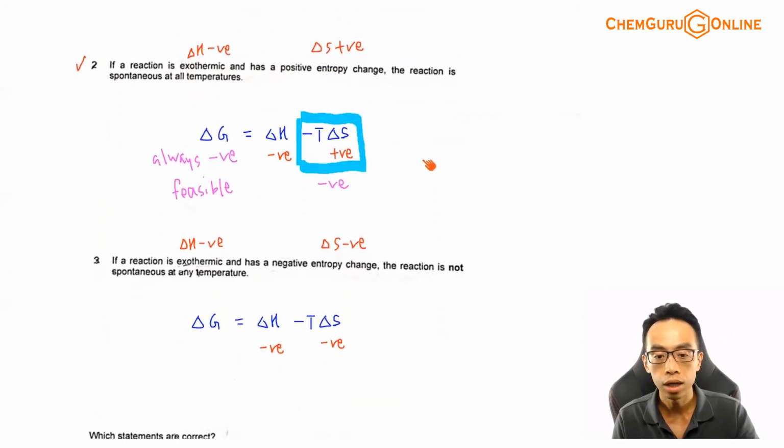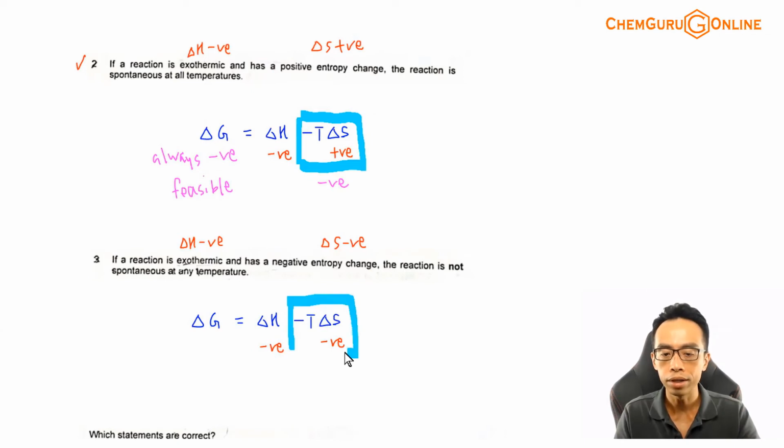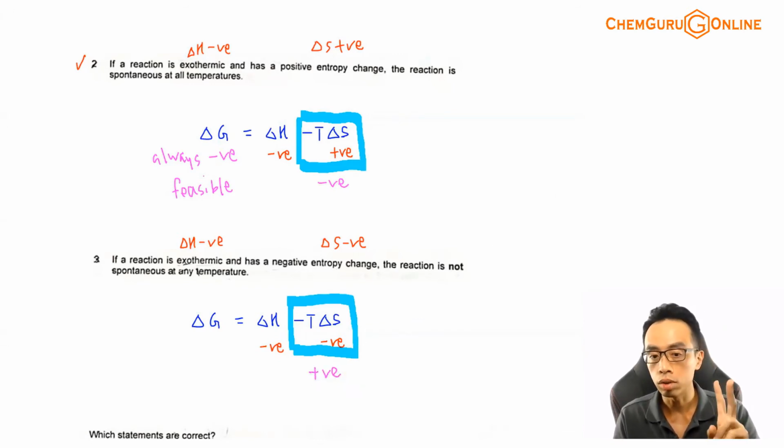Alright, now finally, we have statement number 3. If the reaction is exothermic, delta H term is negative, and a negative entropy change, delta S is negative, the reaction is not spontaneous at any temperature. So let us see whether this is valid or not. Same idea here. We just combine this minus T delta S term together. Delta S term is negative, so minus T delta S term would be a positive term. And you notice now my delta H term is negative. This minus T delta S term is positive.